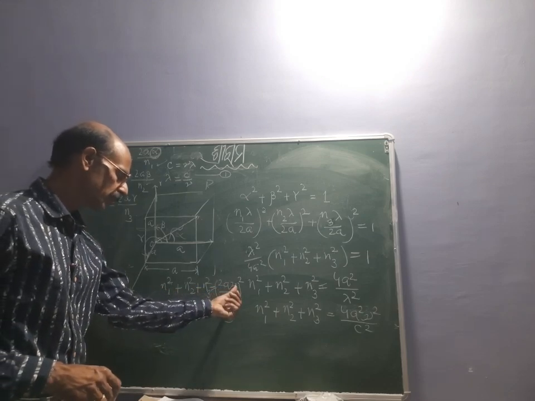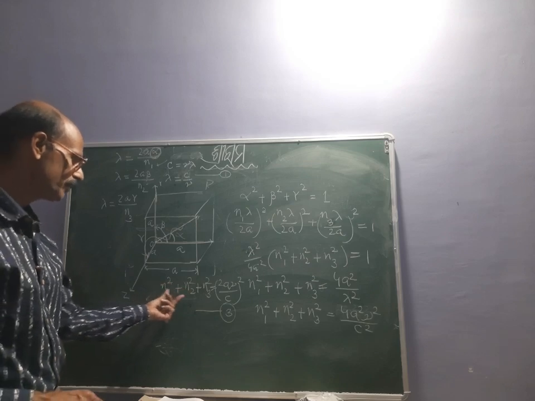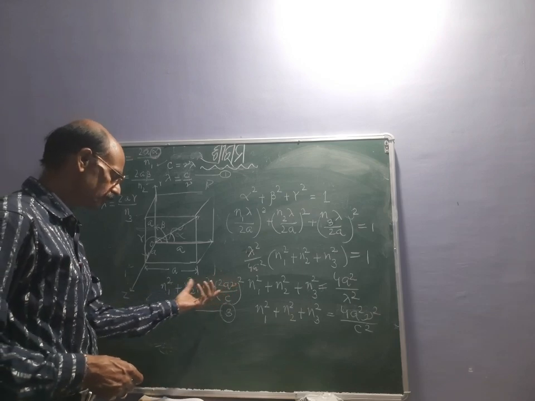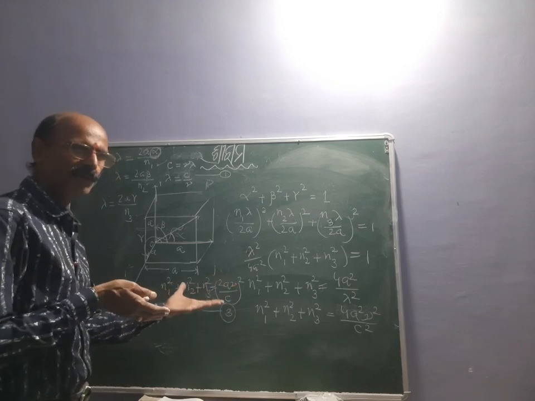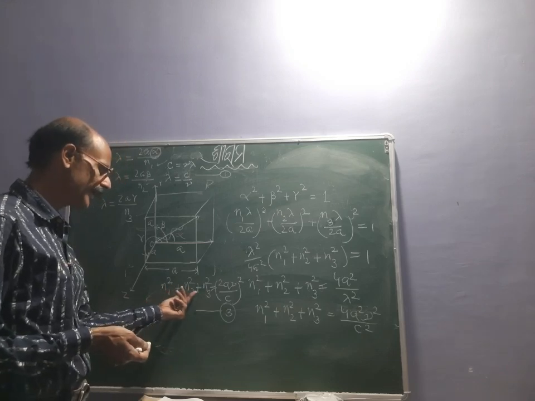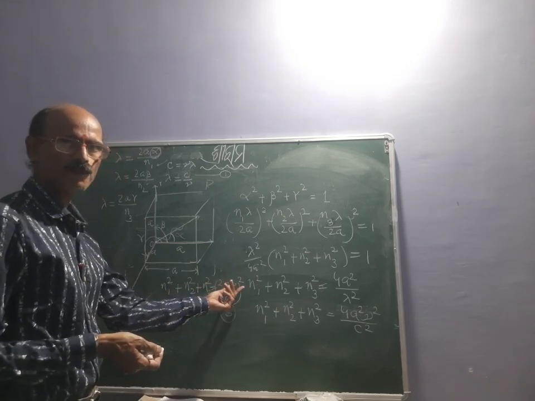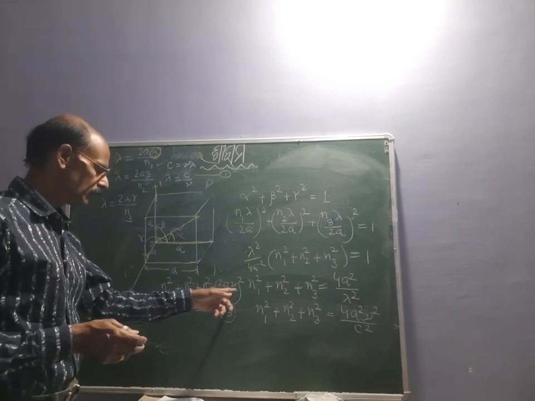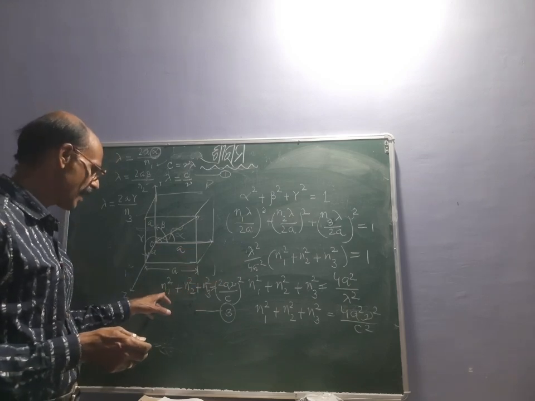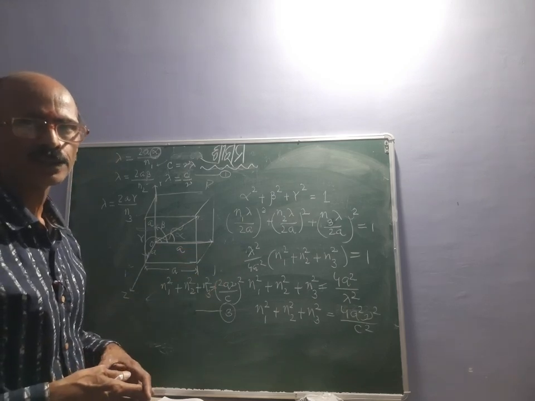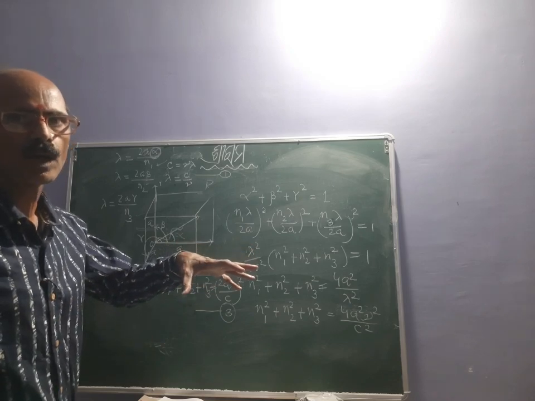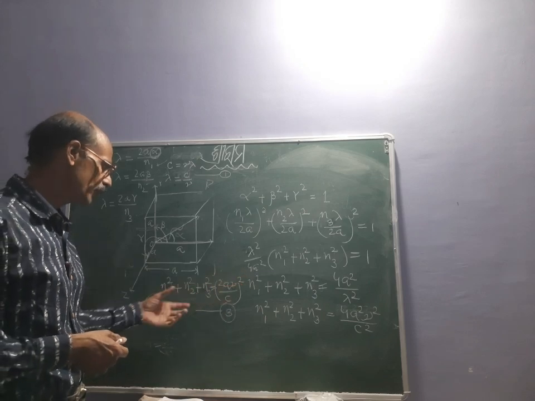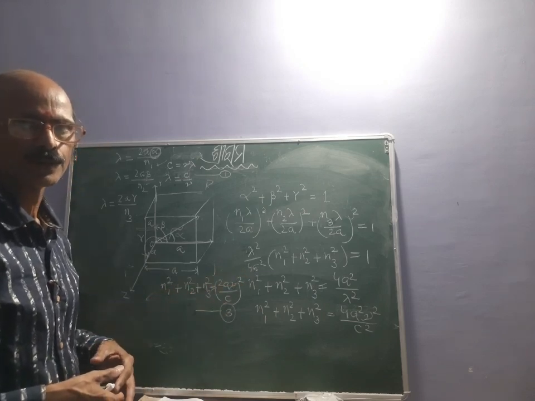So for a particular frequency we have different values of n1, n2, n3. That means for a given frequency there are different sets of values of n1, n2, n3, and those sets of values of n1, n2, n3 are different modes of vibration. For a given frequency we can have different modes of vibration.